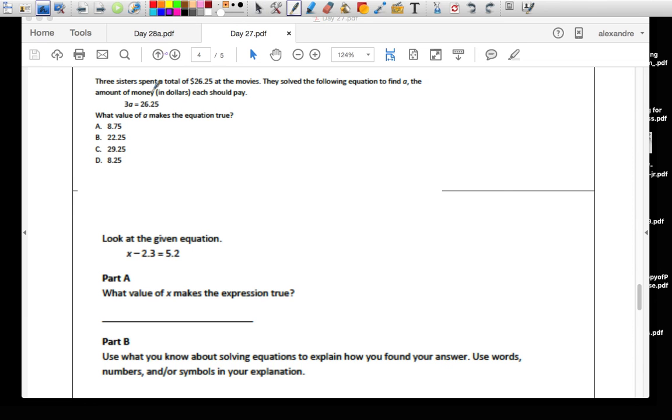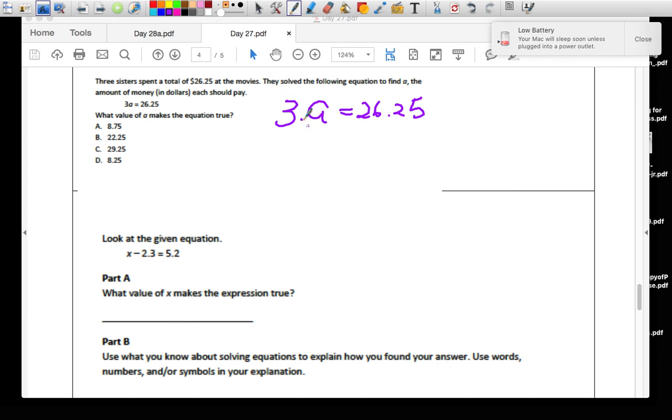Again, three sisters spent that much money. They solved the equation to find A, the amount of money in dollars each should pay. So if they spent 26.25, what's the value of A? So 3 times a particular number equals 26.25. 3 times A equals 26.25. This is a multiplication. Okay, 3 times A. The opposite of multiplication is division. So we're going to divide both sides by 3. This crosses out. 3 over 3 is 1, just leaving it with 1A or just A.